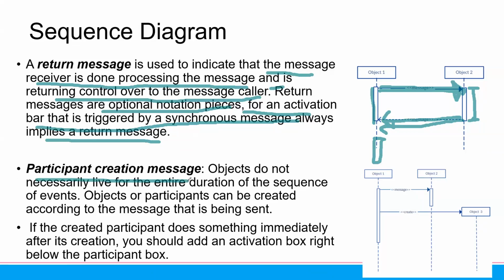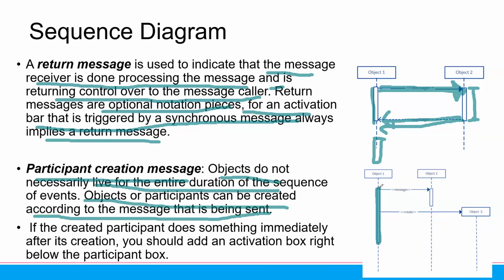Participant creation message. It means the objects do not necessarily live for the entire duration of the sequence of the event. Objects or participants can be created according to the message that is being sent. So for example, we know that this is a kind of object.